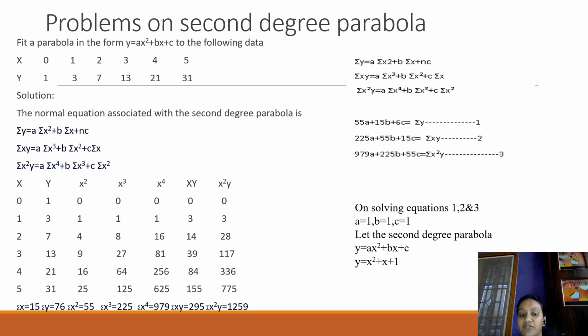And on solving all these three equations, we are going to get a equals 1, b equals 1, and c equals 1. So now by substituting the values of a, b, and c in the parabola equation y equals ax square plus bx plus c, we get the value as y equals x square plus x plus 1.